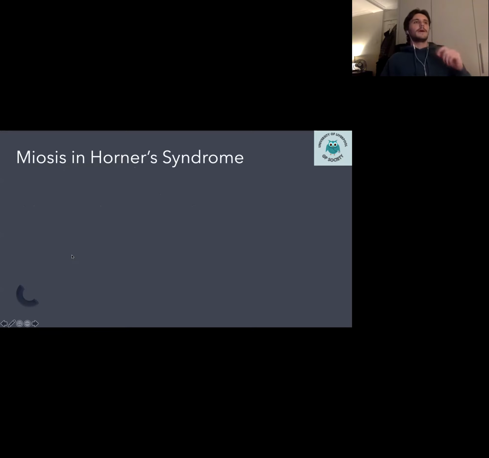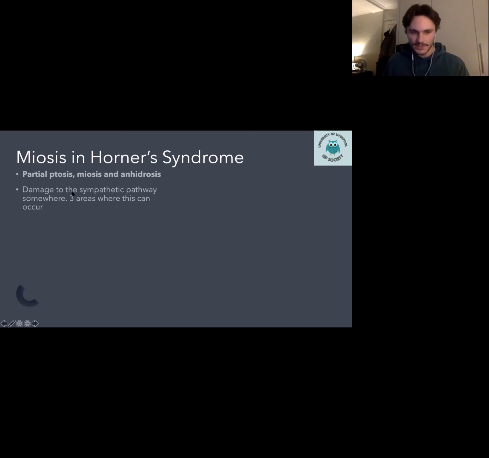So I think the typical situation that we need to know about for exams for this is a Horner's syndrome. So this is looking like a partial ptosis, so drooping of the eyelid, a miosis, so failure of the pupil to dilate. It's a constricted pupil, and anhidrosis. So on that side of the face, the sweating function is essentially lost. And this is because you're having damage to the sympathetic pathway somewhere.